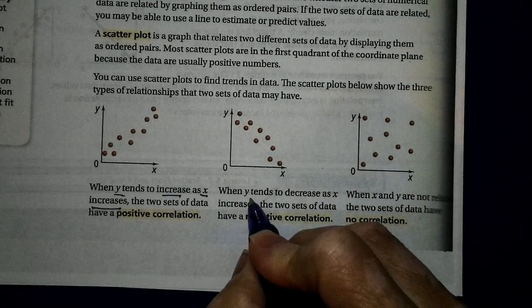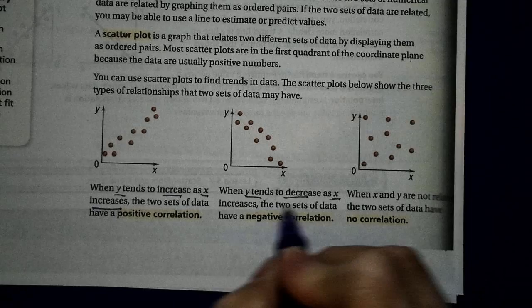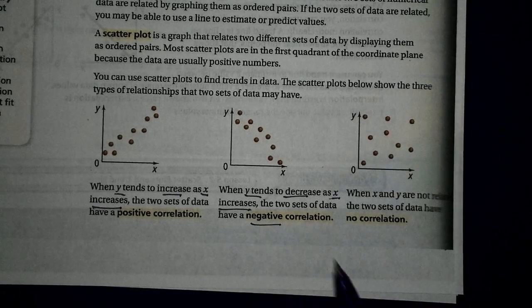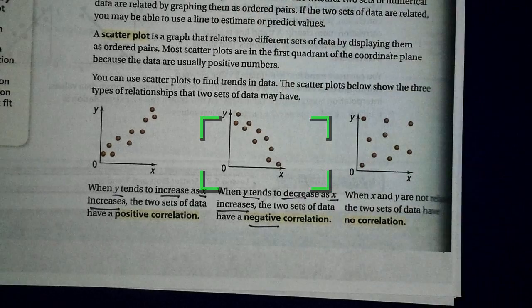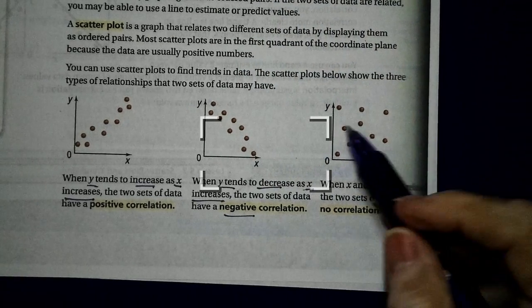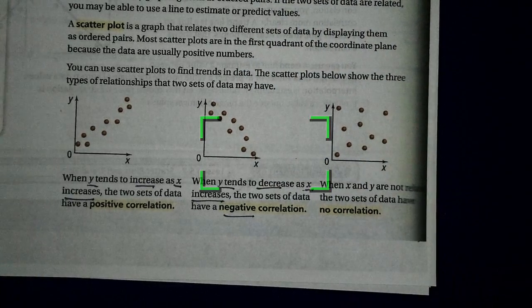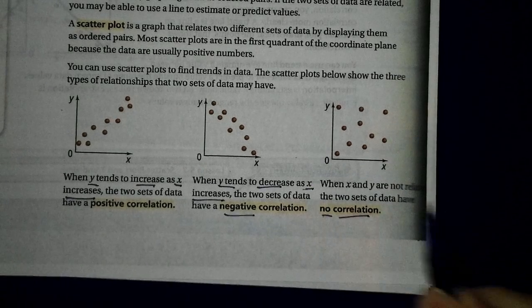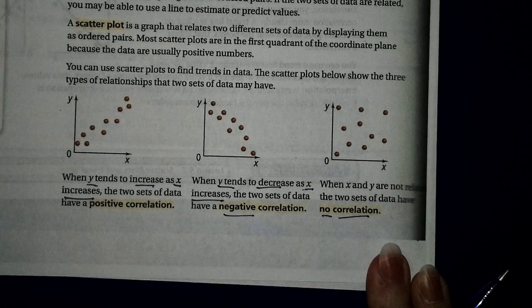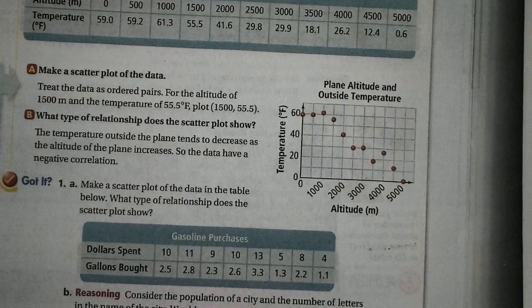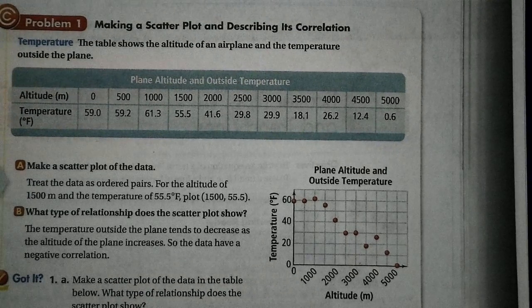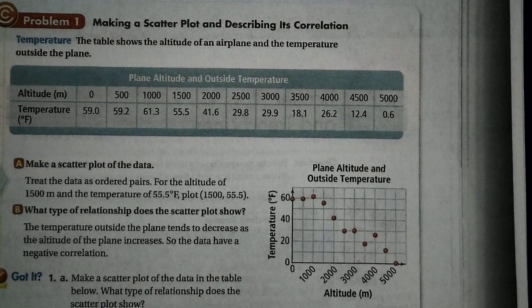In this one, y decreases as x increases, so that gives me a negative correlation, and hopefully you can see it's going down. And in this one, you can see the dots are everywhere. So this is what we call no correlation because you can't see if it's positive or negative. Okay? Alright, so moving on. Making a scatter plot and describing its correlation.